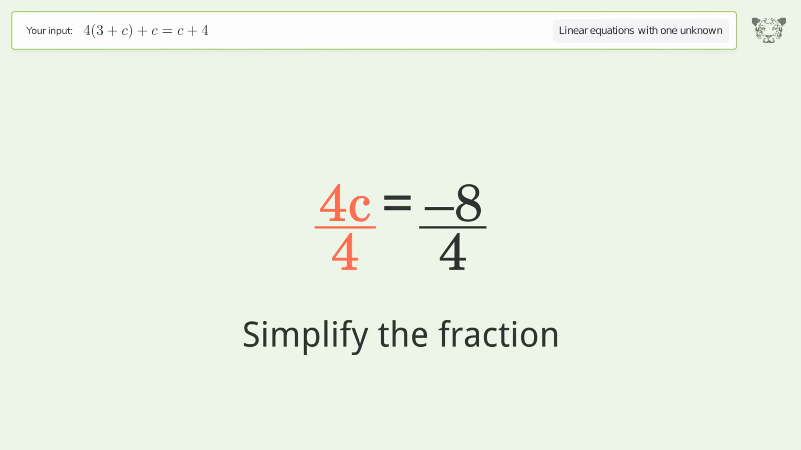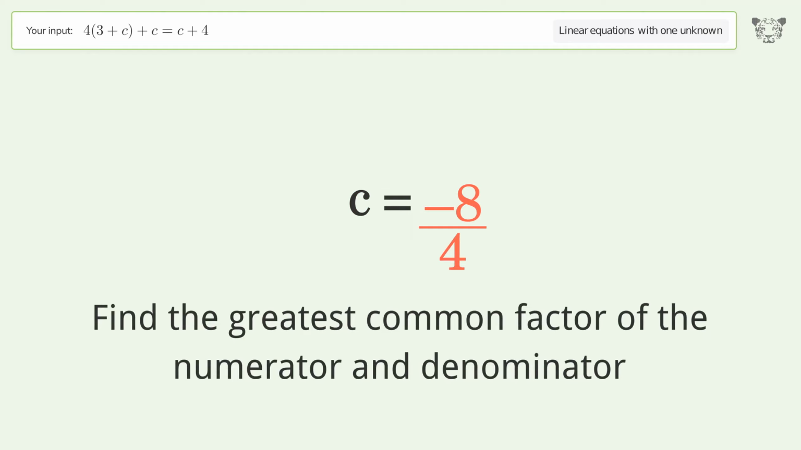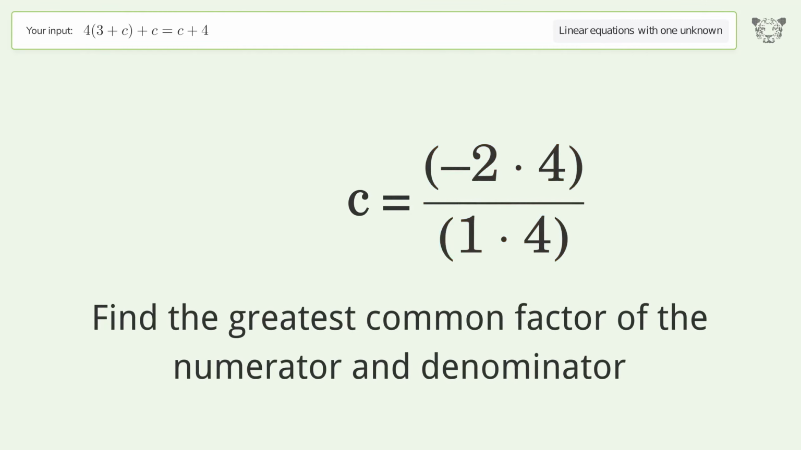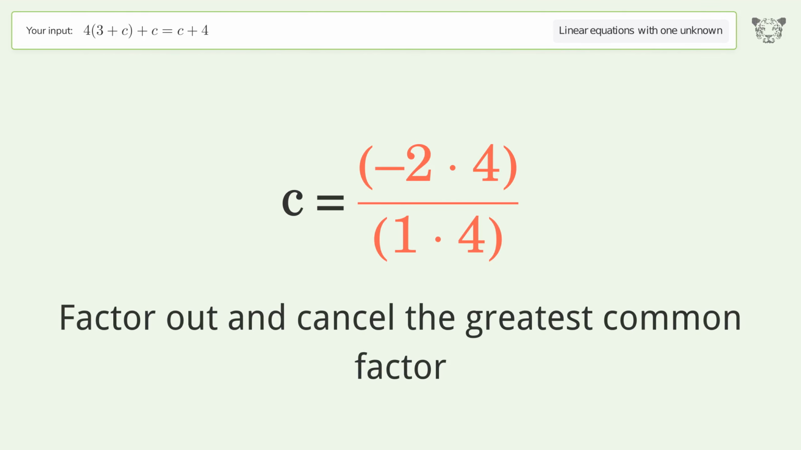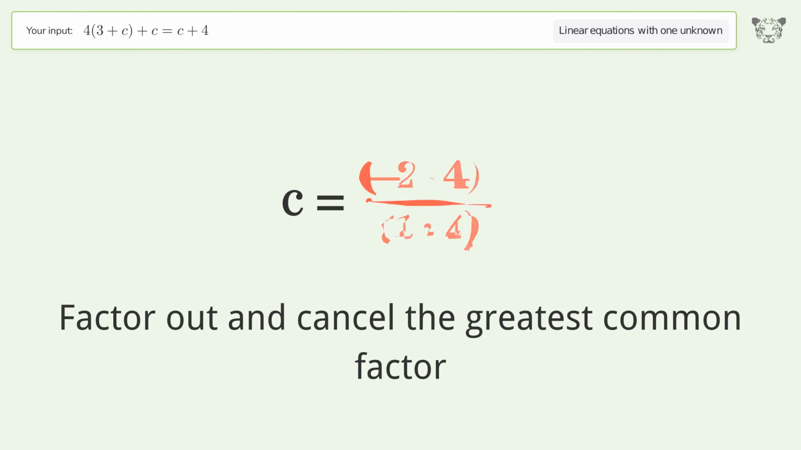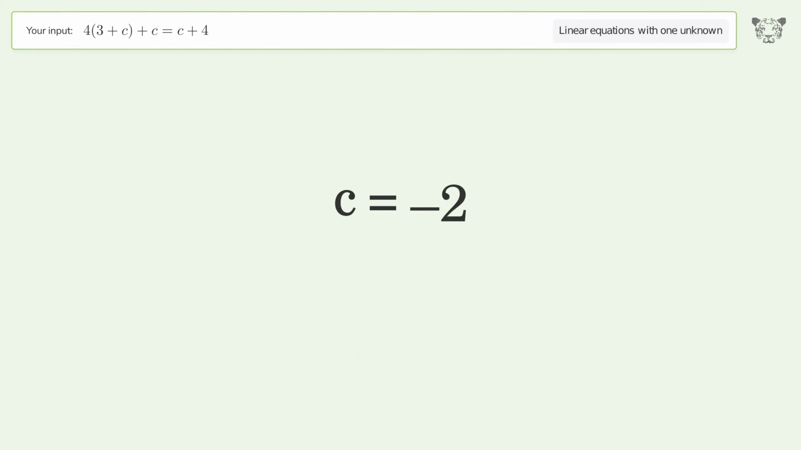Simplify the fraction. Find the greatest common factor of the numerator and denominator. Factor out and cancel the greatest common factor. And so the final result is c equals -2.